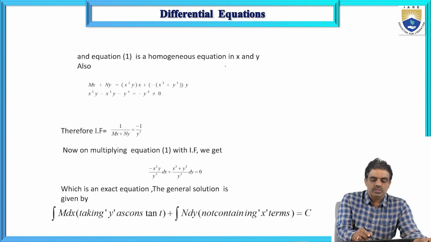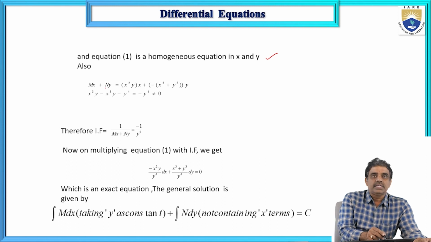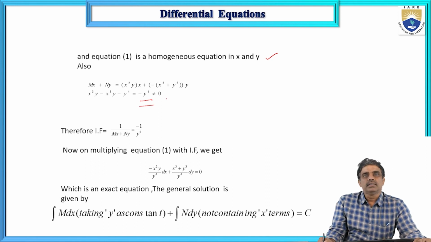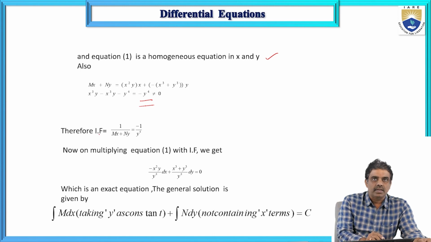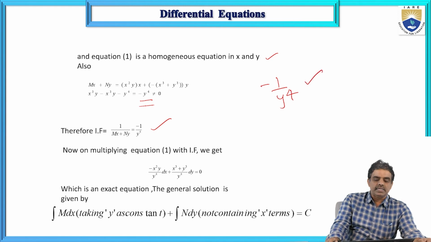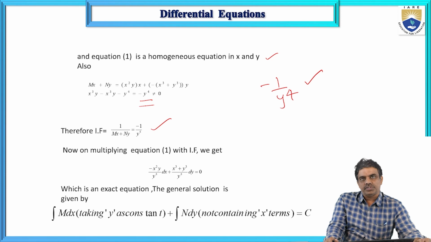Equation 1 is a homogeneous equation in x and y, and we check mx plus ny. So m is x square y into x, minus x cube plus y cube into y. On simplifying you get minus y power 4. So clearly it is a non-zero element. Therefore, what is the integrating factor? 1 by mx plus ny as per our type 1. That means minus 1 by y power 4 is the integrating factor of the given equation mdx plus ndy is equal to 0.